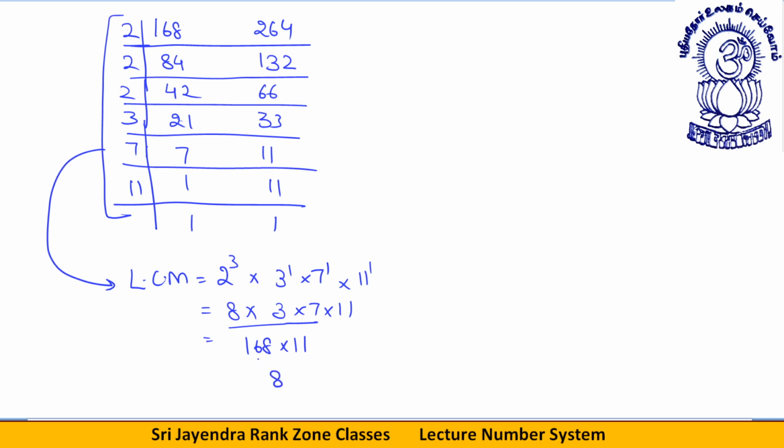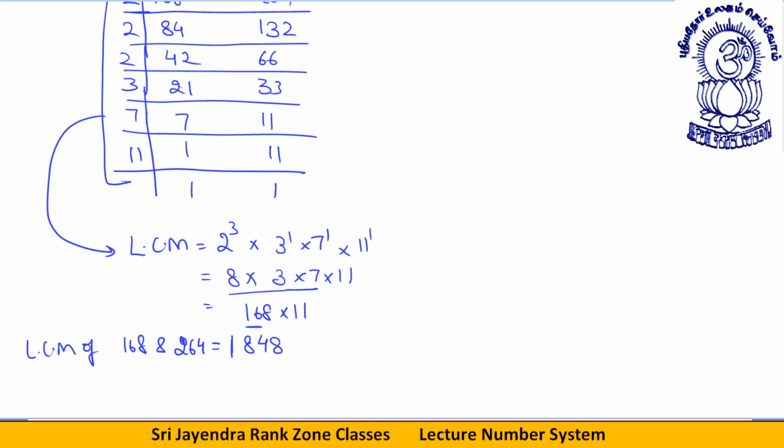What you do, you write 8. Then you write the sum of 8 and 6, which is 14. You carry 1. When you carry 1, this is 7, then 1, 8, and then finally 1, 8, 4, 8 is your LCM. LCM of 168 and 264 is equal to 1848. This is one way.